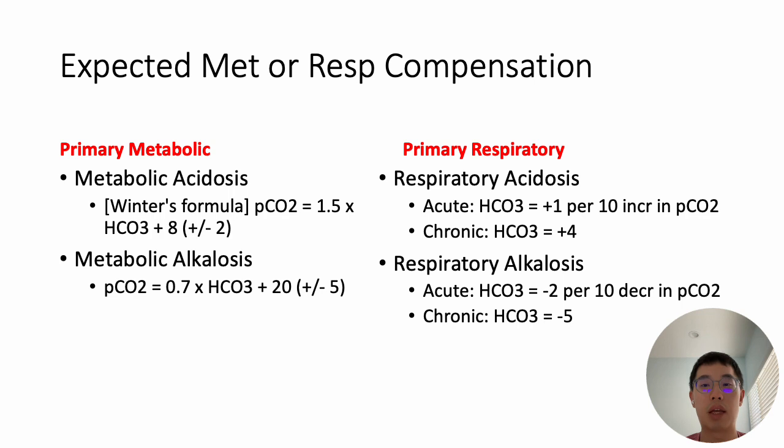These are the formulas again for expected compensation. You'll want to save this slide for future reference, but you can easily look up this information online in case you lose it. Remember that after you calculate the expected metabolic or respiratory compensation, if you have actual measured values above or below what is expected, then you have another primary acid-base disturbance going on.